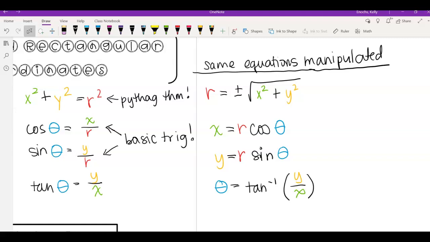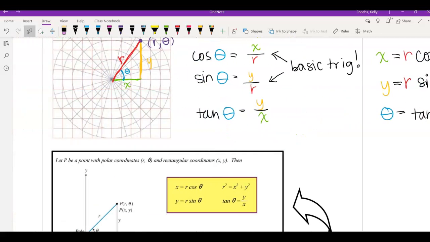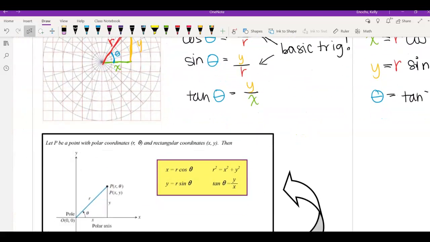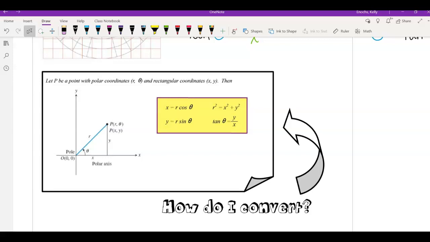So there are your manipulated equations, and those are the ones we're actually going to use to convert back and forth between polar and rectangular coordinates, depending on which one we start with and which one we would like to end up with. All right, so just as a reminder, these are all the functions that you'll need again in this yellow box, and there's another polar coordinate system again with all of the things labeled that we did before.